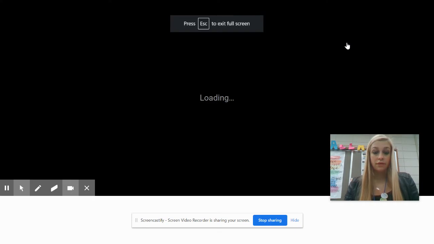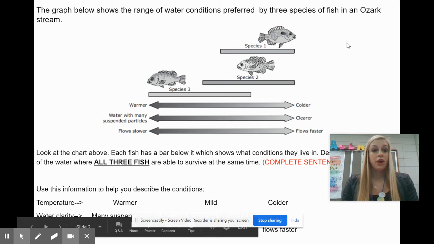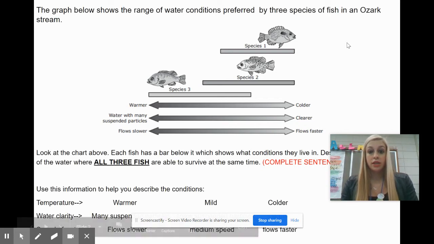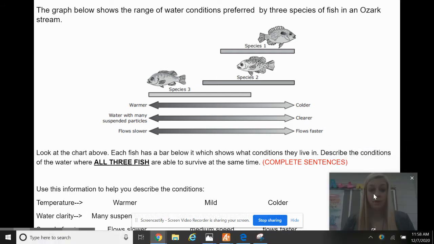All right, so let's look at the first one together. It says, the graph below shows the range of water conditions preferred by 3 species of fish in an Ozark stream. Look at the chart above. Each fish has a bar below it, which shows what conditions they live in. Describe the conditions of the water where all 3 fish are able to survive at the same time. So I try to give you some guidance in this bottom sentence. That was me trying to help you.